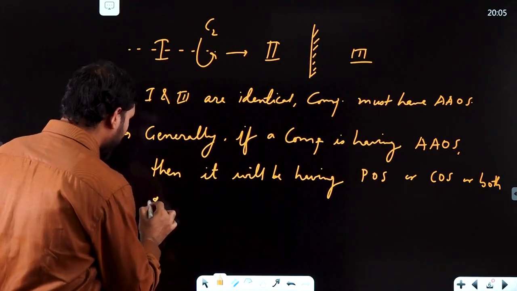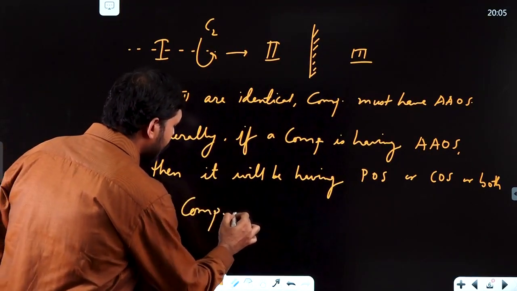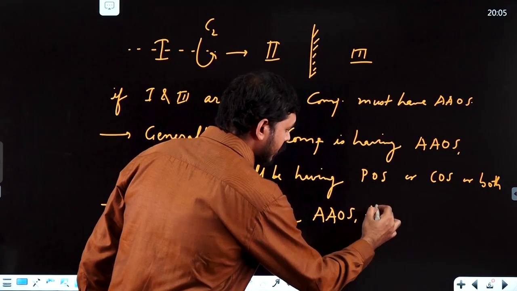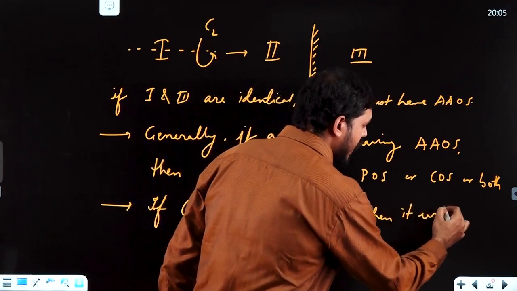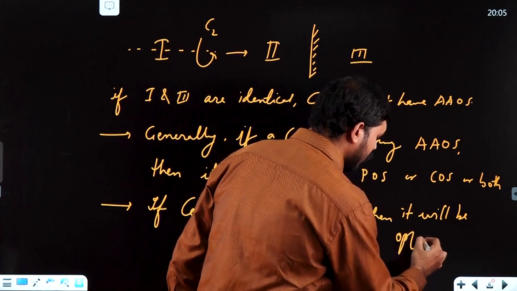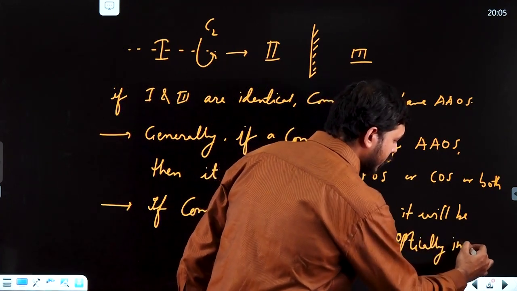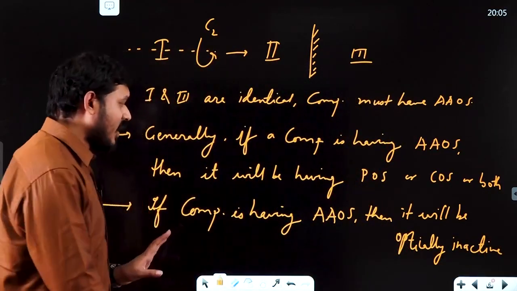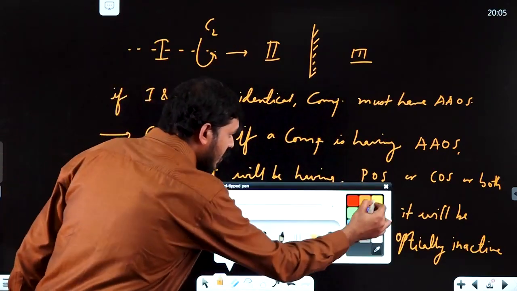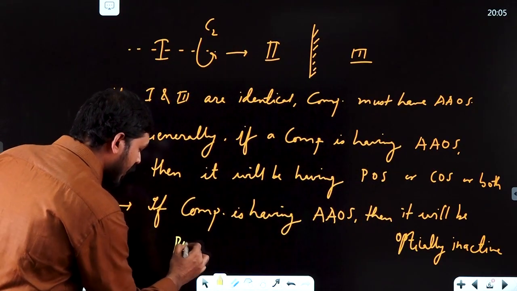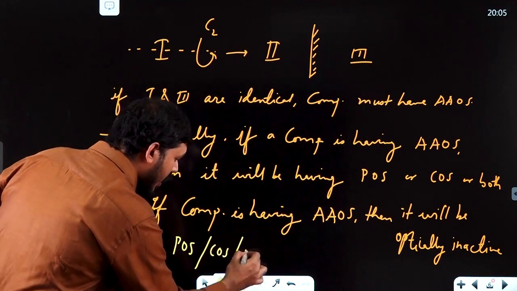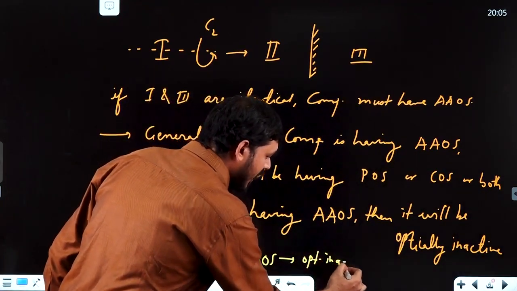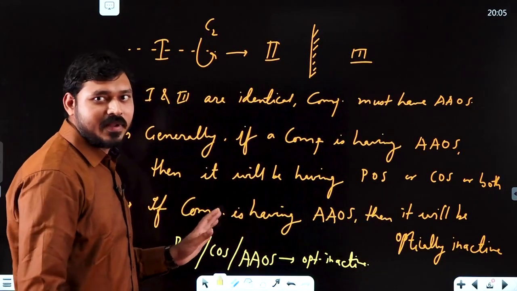Next point, if a compound is having AAOS, then it will be optically inactive. It will not show any effect to the PPL, right? Okay, so it is clear. Here we can conclude that if a compound is having POS or COS or AAOS, the compound will be optically inactive. So let's understand with an example.